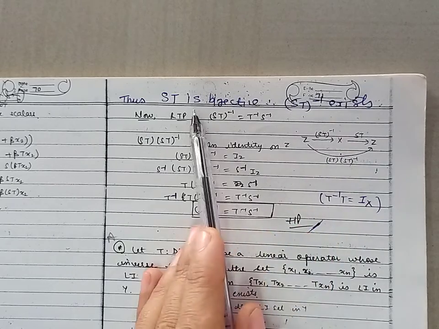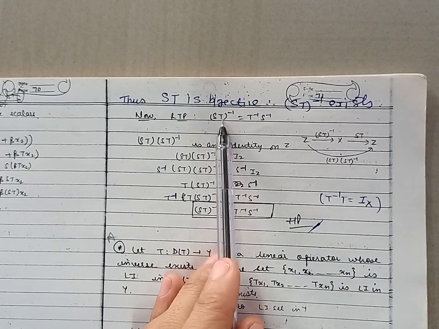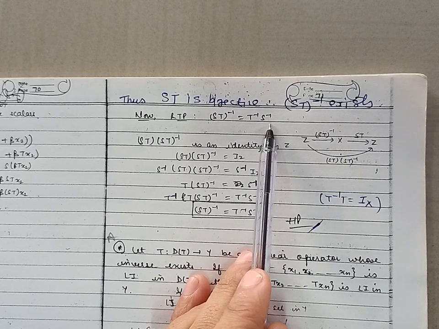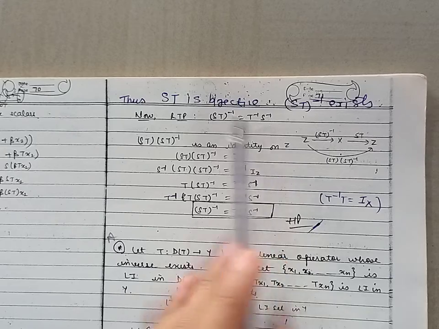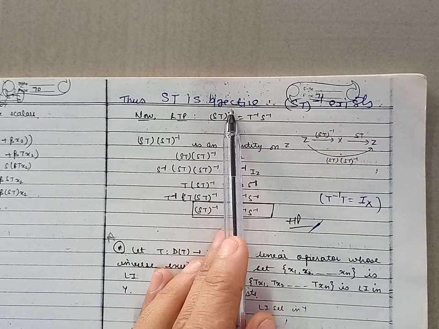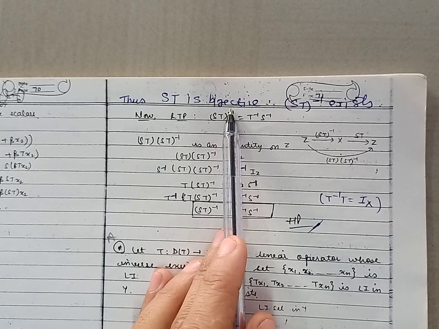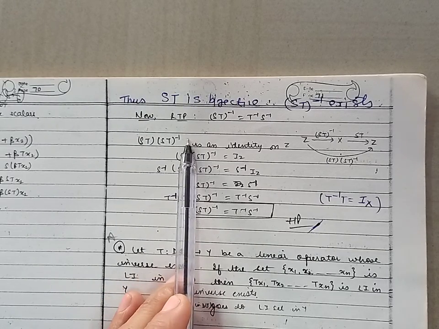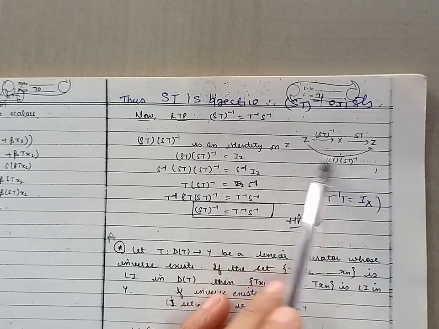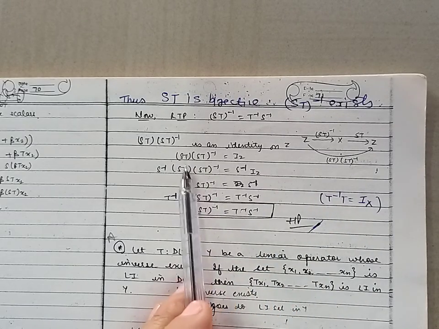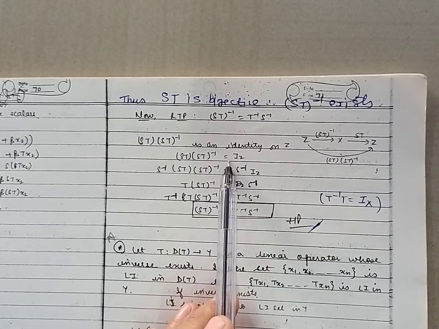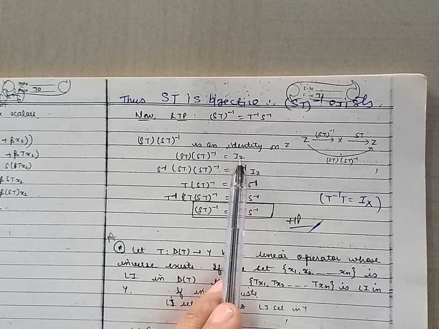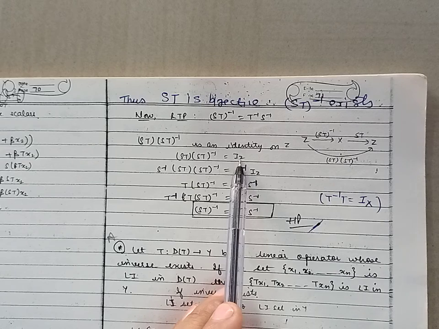Now in the last step we prove that ST whole inverse is equal to T inverse into S inverse. Because ST is bijective, it is invertible. By definition of inverse, ST into ST inverse is the identity on Z. So by definition, ST into ST inverse is equal to identity on Z, which we have denoted by I.